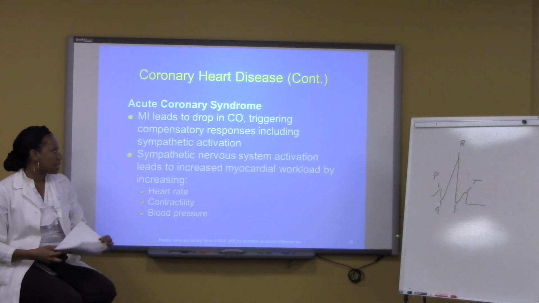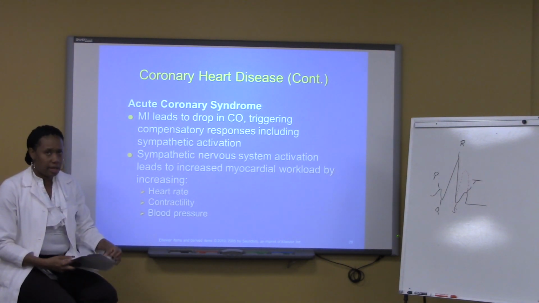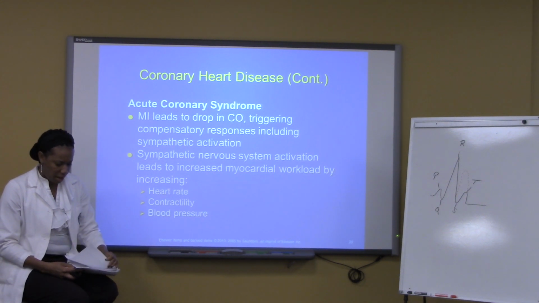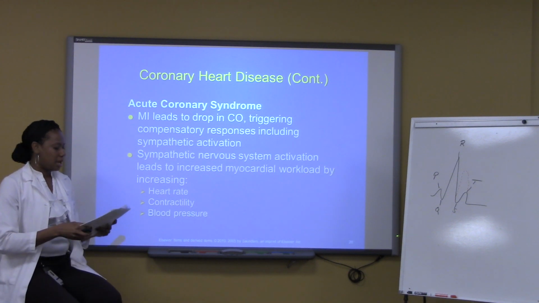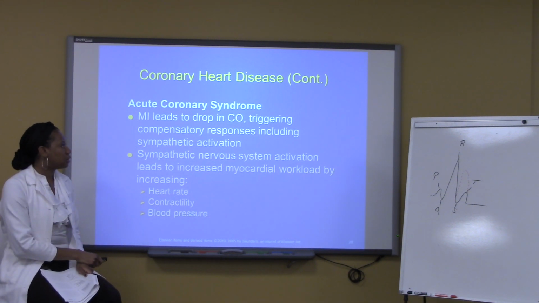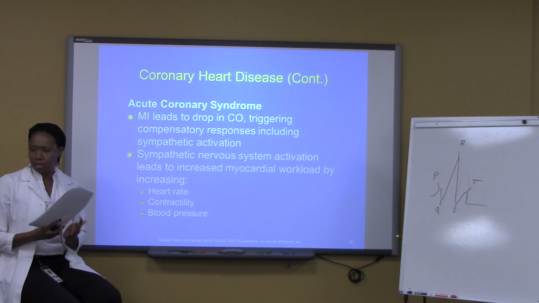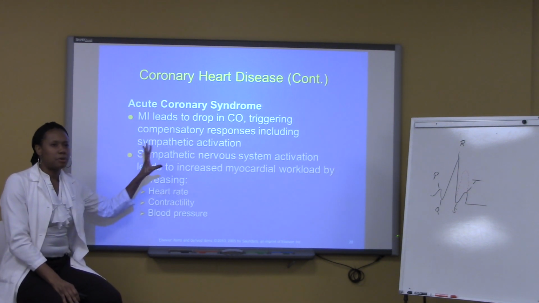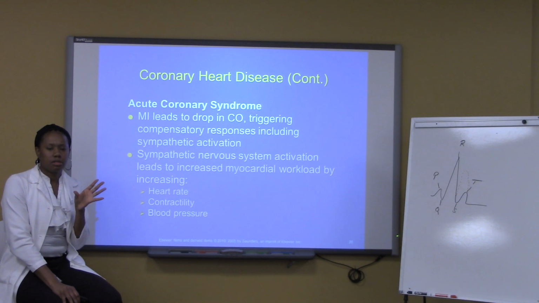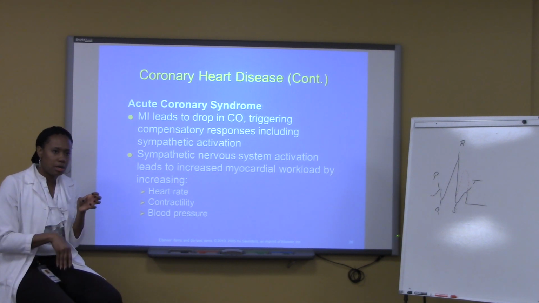Now, with this slide here, there's a lot of stuff I need to go over. Okay. With this slide here, this goes over pretty much the compensatory mechanism that happens. So let me just explain this in simple terms. Say, for example, the heart is going through a myocardial infarction. If it's going through a myocardial infarction, this means that the cardiac output is low.